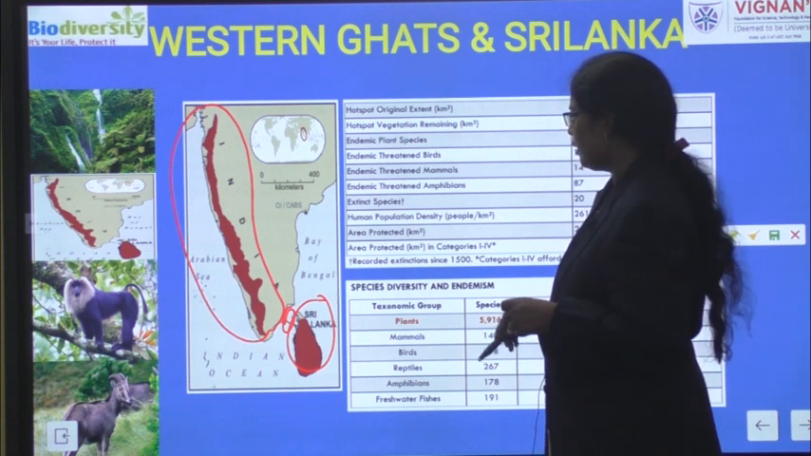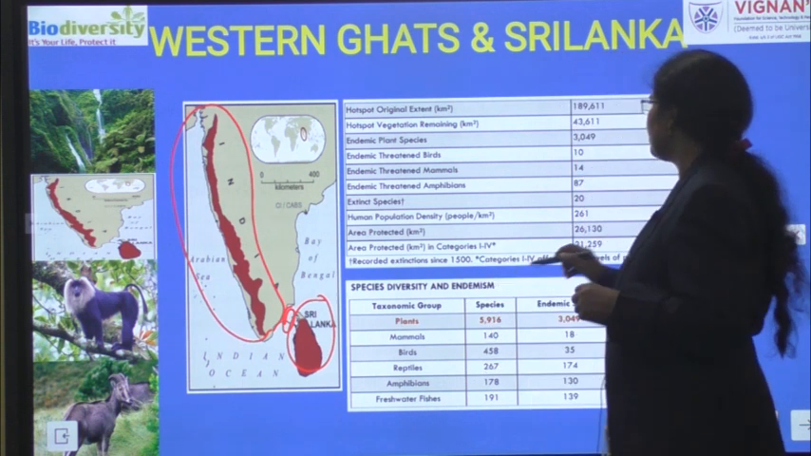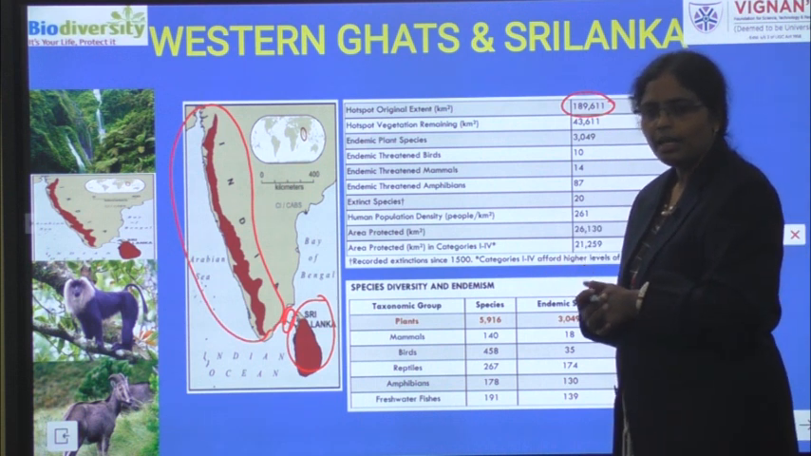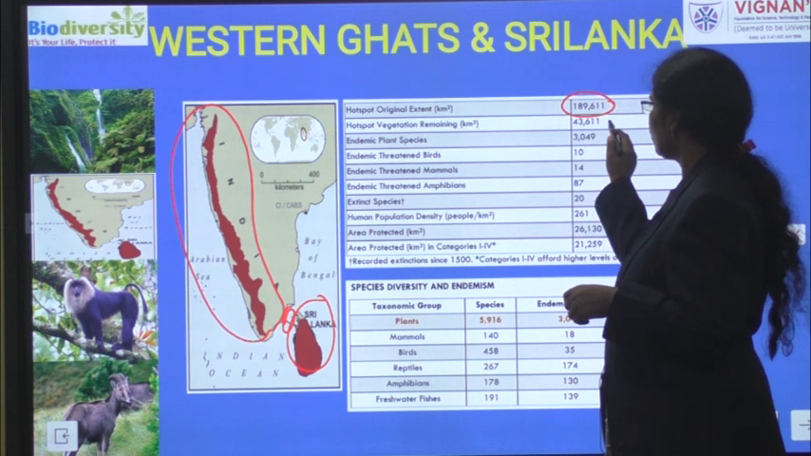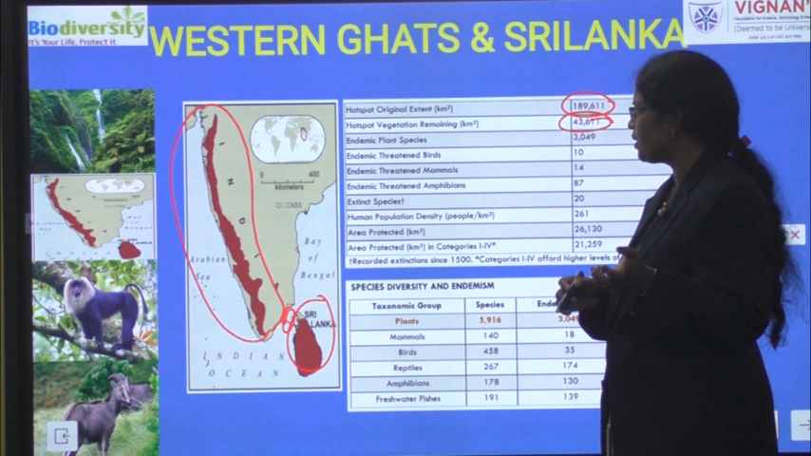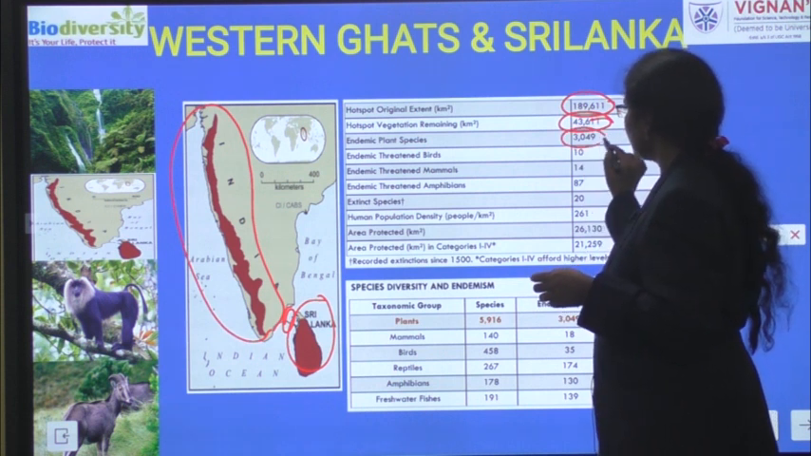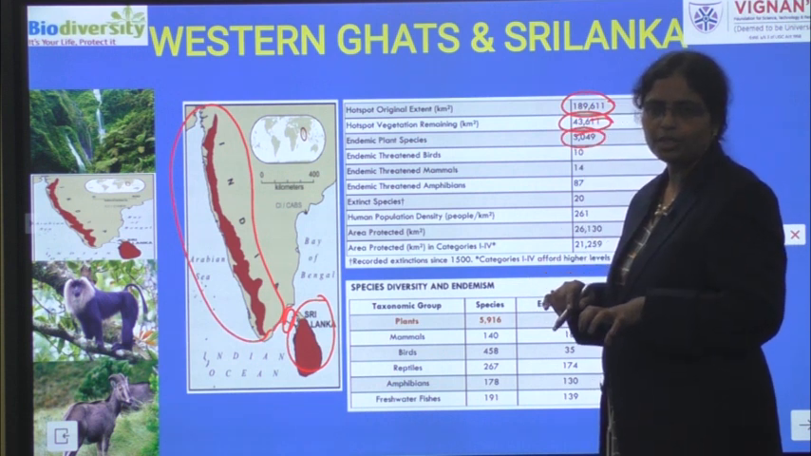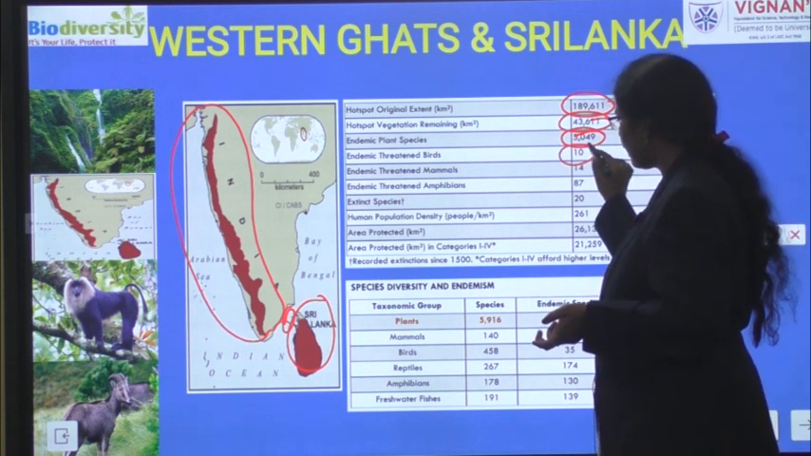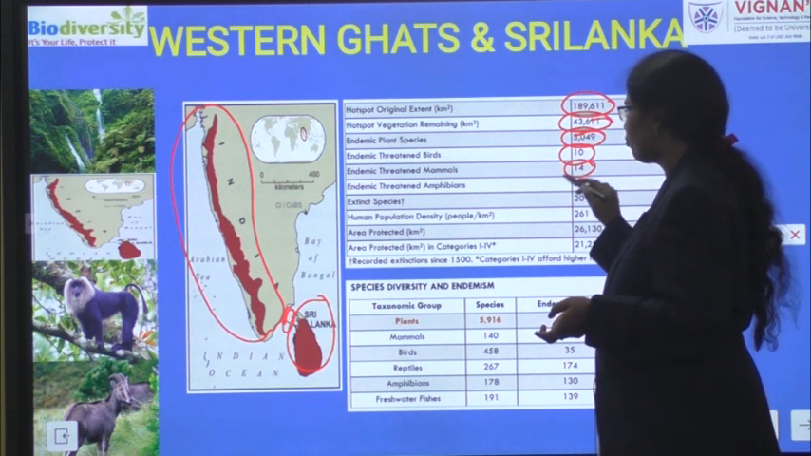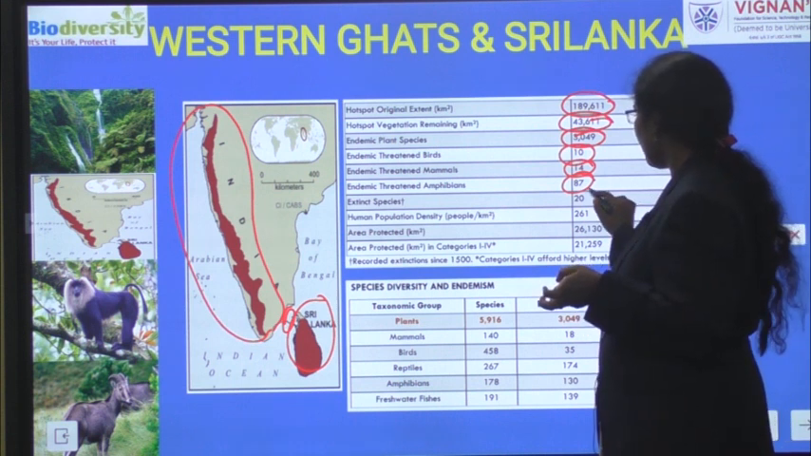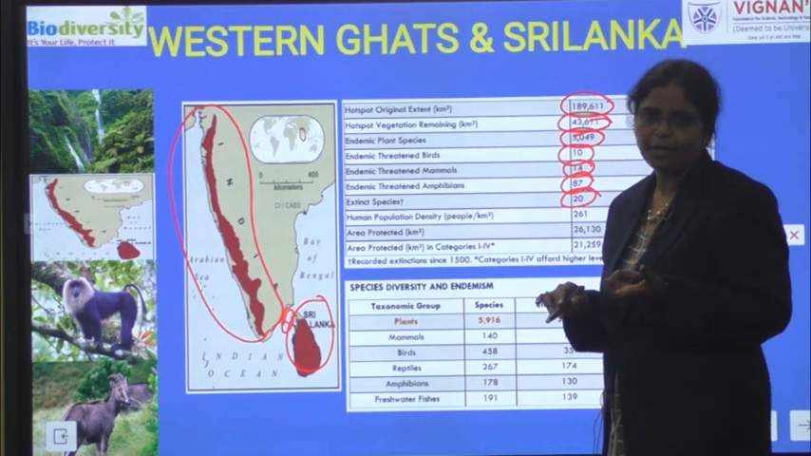So if you observe, this entire region is occupying 1,89 lakh square kilometers, and hotspot vegetation, nothing but the plants, 43,000 species are there. In that, nearly 3,000 species are endemic in nature. That means they are confined to that particular region. And threatened birds are 10, mammals are 14, amphibians 87, and here 20 extinct species are identified.